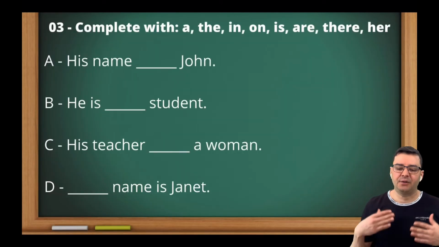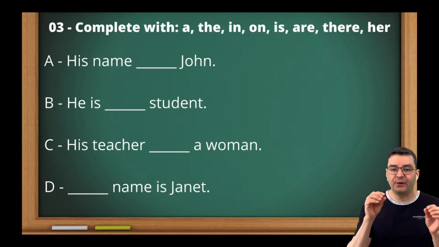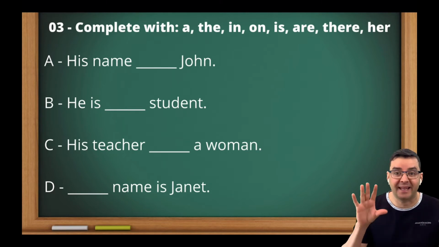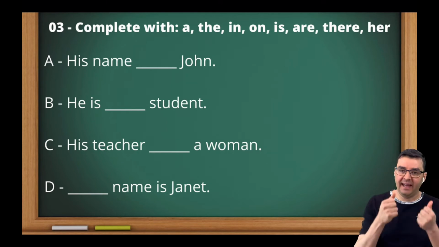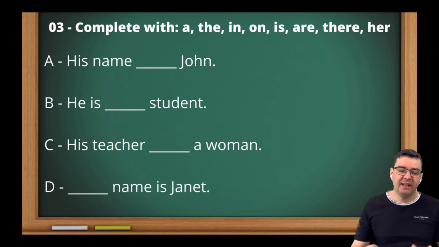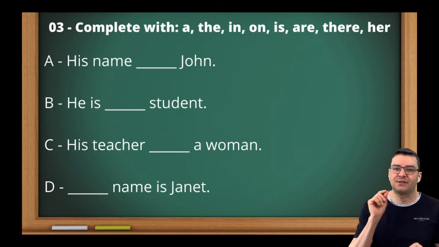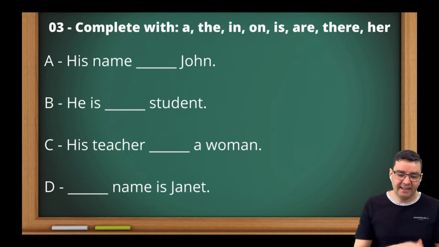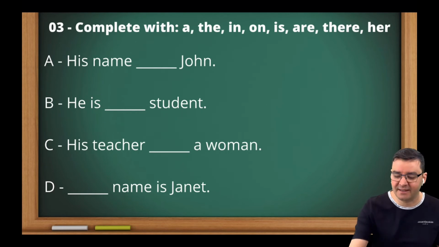3. Complete with a, the, in, on, is, are, there or her. Oh my God, muita coisa. Então presta atenção. A, his name, John. B, he is student. C, his teacher, a woman. D, name is Janet. Pronto? Próximo.